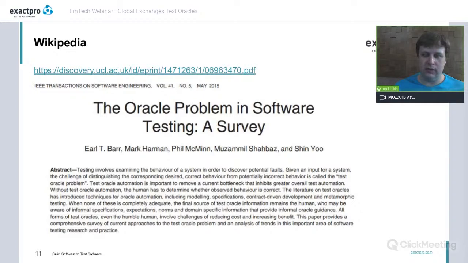The Wikipedia article also refers to a nice survey called the Oracle Problem in Software Testing survey. It's a 2015 paper, and it says that given an input for a system, the challenge of distinguishing the corresponding desired correct behavior from potentially incorrect behavior is called the test oracle problem. So to understand what is right and what is wrong is the main question, and our ability to do automation in software testing, both functional and non-functional, depends on our ability to have good test oracles.